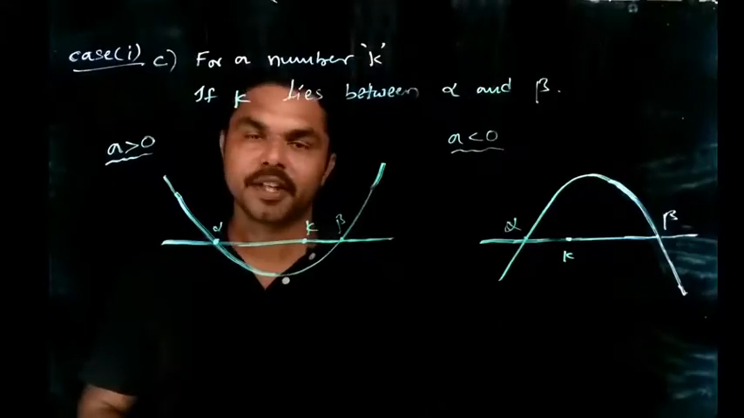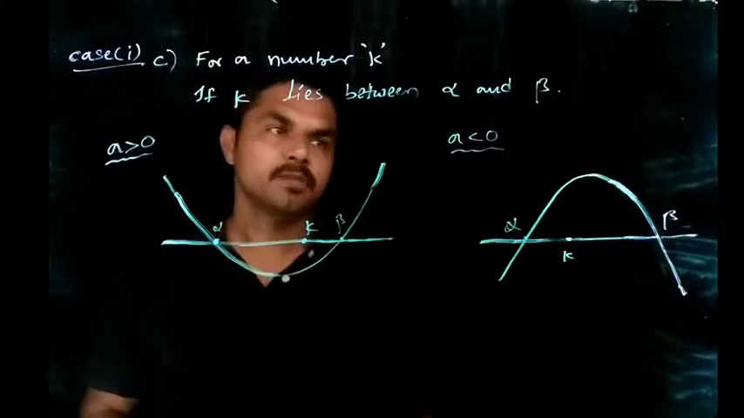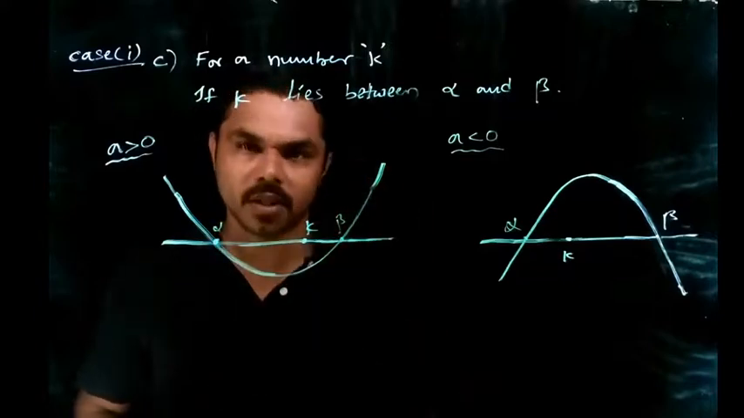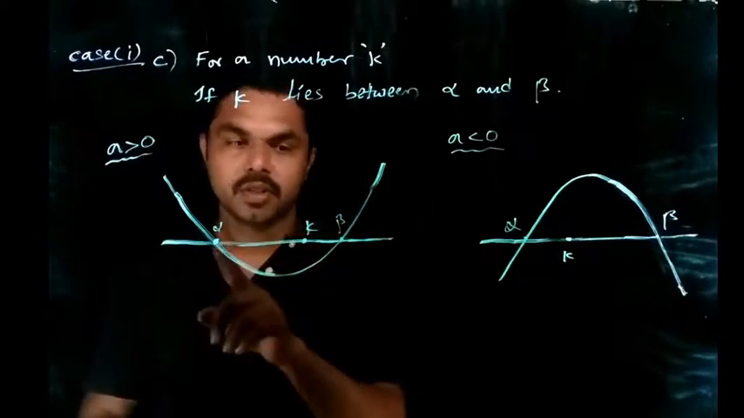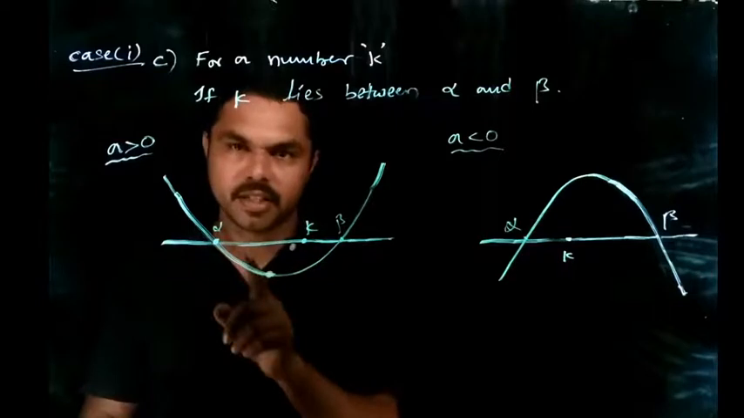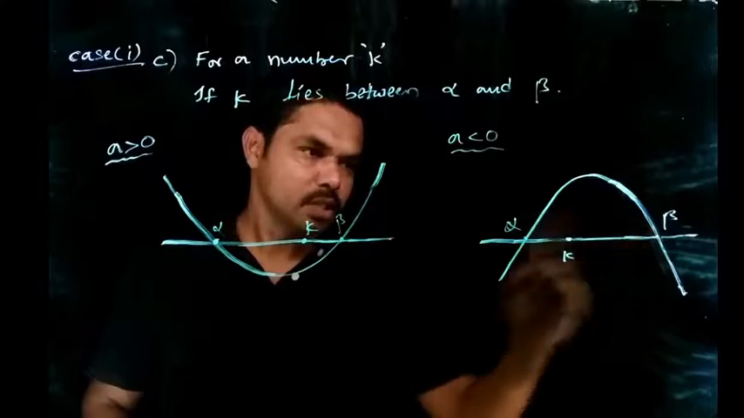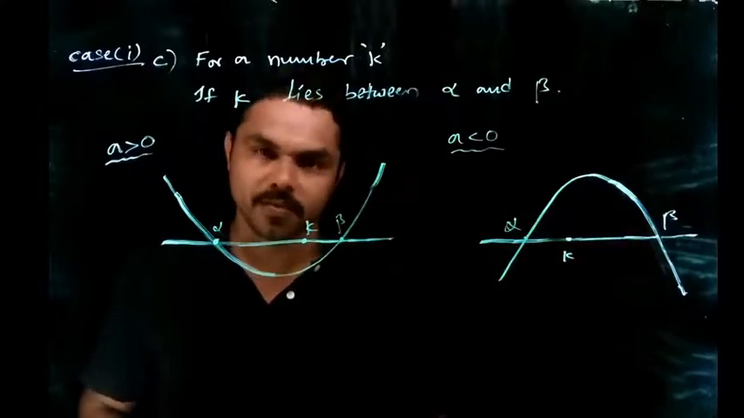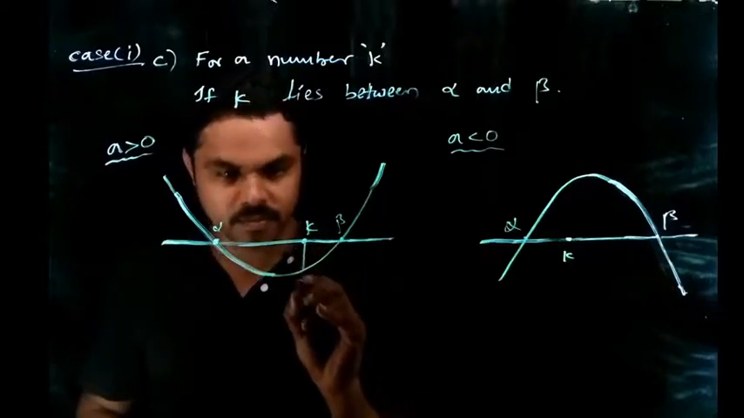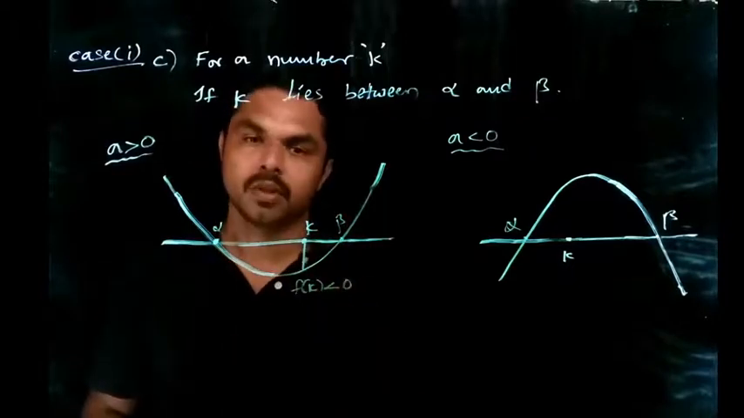Come to third point in case 1. The statement is for number k, if k lies between alpha and beta. So here the constant value lies in between alpha and beta. For that I took here these two different roots alpha and beta, and this is the k value. So in between alpha and beta when a is greater than 0, as well as when a is less than 0 also, alpha and beta are two different values. In between alpha and beta I took k value, right? So if you take k here, this will be the f of k. F of k is below x-axis, so definitely this will be negative, right?